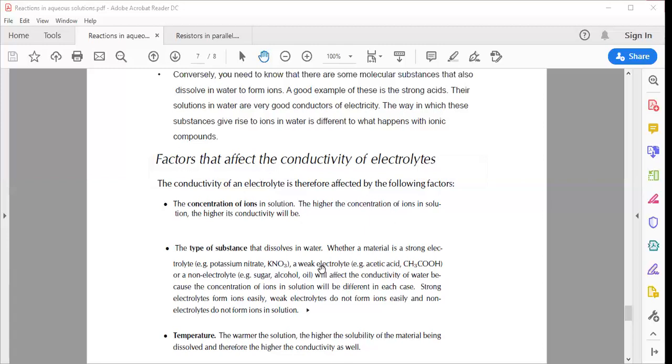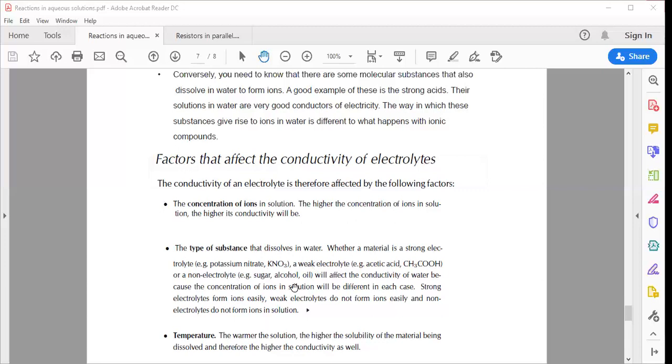If it's a weak electrolyte, what is a weak electrolyte? It's a substance that partially dissolves or partially forms ions. Most of them remain intact without forming ions, like your acetic acid. So you only have fewer ions in solution. That's the difference between a weak and a strong electrolyte. A strong electrolyte will completely ionize, and a weak electrolyte will partially ionize. So it will have fewer ions in solution.